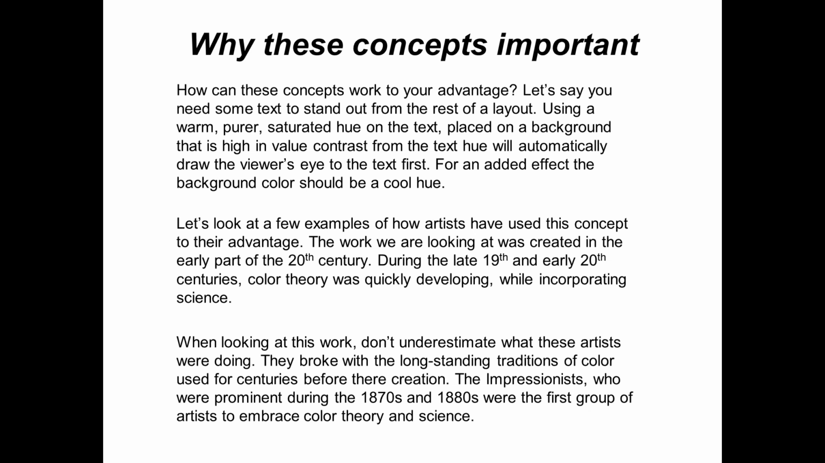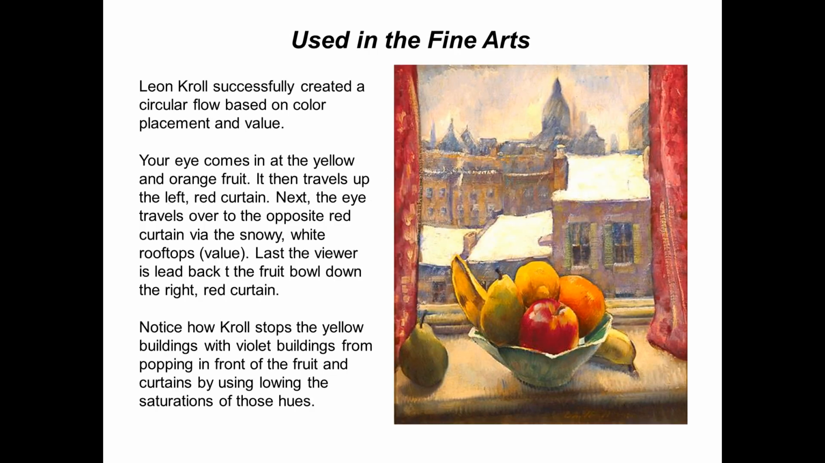The Impressionists, who were prominent during the 1870s and the 1890s, were the first group of artists to embrace color and color theory. So these two artists we're looking at are a little bit after the Impressionists. So let's look at the work of Leon Knoll. He successfully creates a circular flow based on color placement and value. And we've talked about flow before.